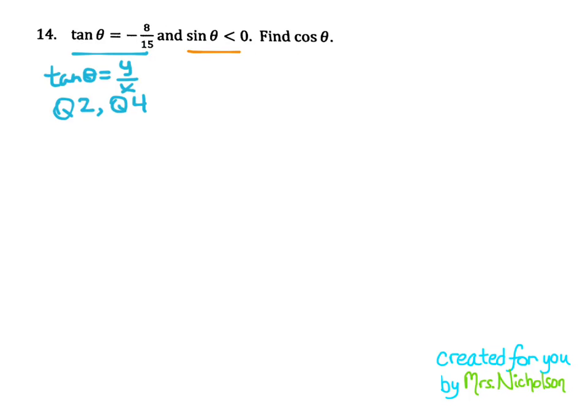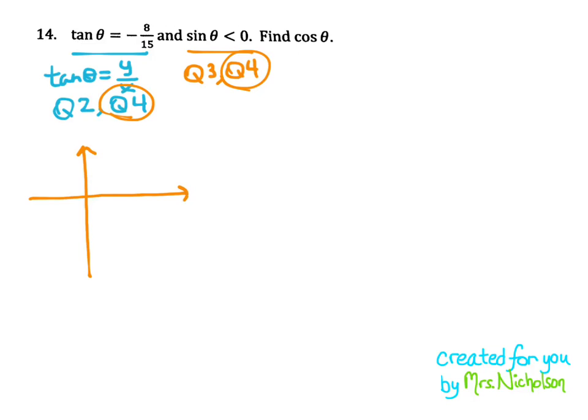Now the second piece of information, sine less than 0, that tells me that sine is negative. Sine corresponds to the y. And of course y is negative in quadrant 3 and quadrant 4. So the one quadrant where both of these trig values are going to be negative is quadrant 4. So that's where we're going to draw our reference triangle in quadrant 4. There's our reference triangle drawn to the x-axis.